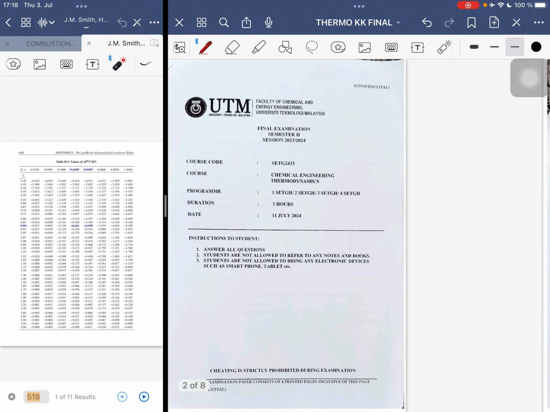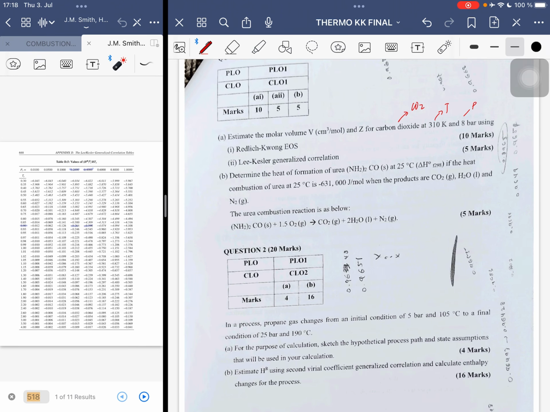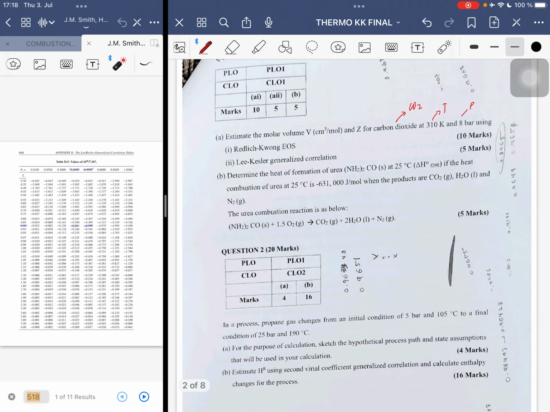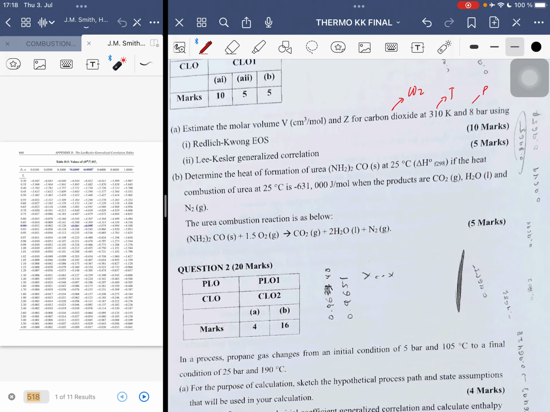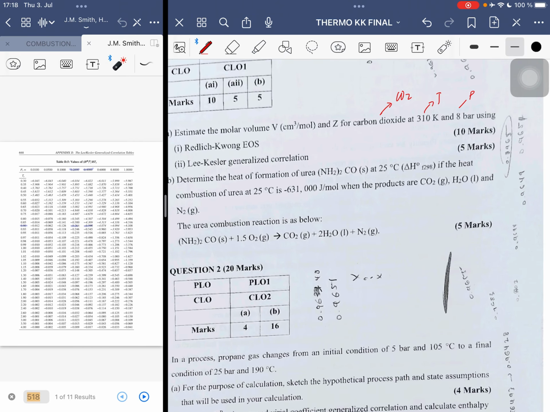And the second question says: determine the heat of formation of urea given the heat of combustion of urea. It is a lot, but it's pretty simple. They want the heat of formation of urea, so they want ΔHf for this reaction. The value they give is the heat of combustion of urea, ΔHc of urea is -63100 J per mole. So what is the heat of formation?